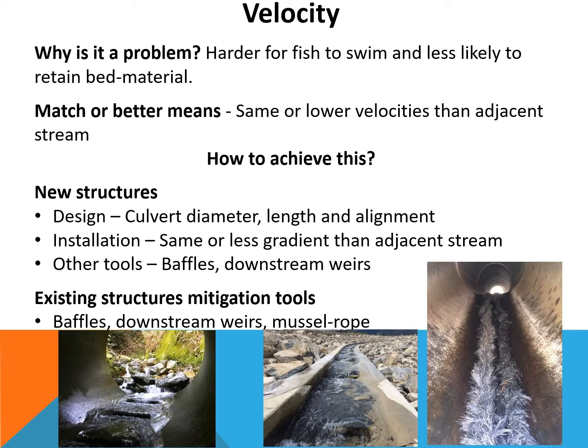So what we're seeing is a bit of a theme here where a lot of the design elements or remediation is actually the same, in as much as you can achieve a multitude of outcomes from one or more of the tools in the toolbox, like baffles and the mussel-rope. And there's some good examples down there showing baffles in culverts or in an open fish pass. And the rope on the right is down a steep, relatively low flow culvert.